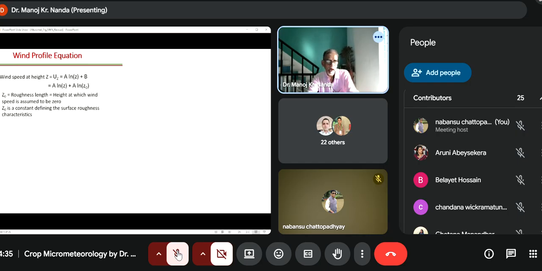Now I left the laminar layer there itself. Now I'm discussing the turbulent layer. In the turbulent layer actually eddies are found. So if you see the wind speeds, there is a logarithmic wind profile over the rough surface. That logarithmic wind profile is defined as U(z), the wind speed at height z, is equal to A ln z, the natural log of z, plus B. A is a constant, B is a constant.